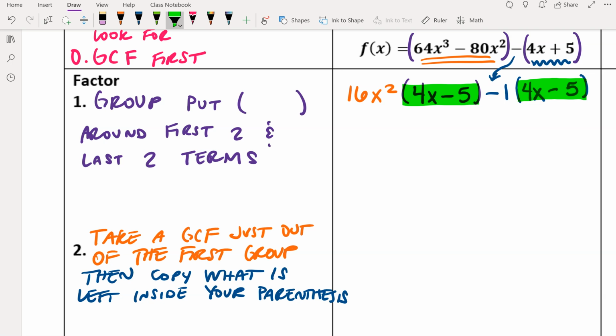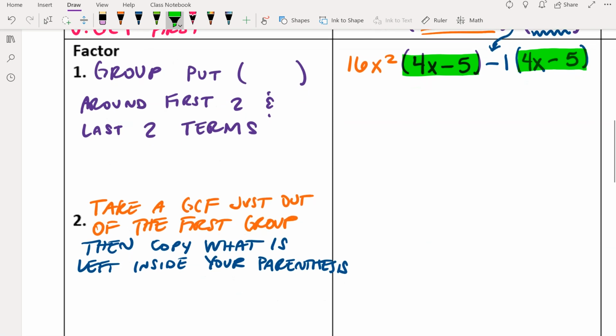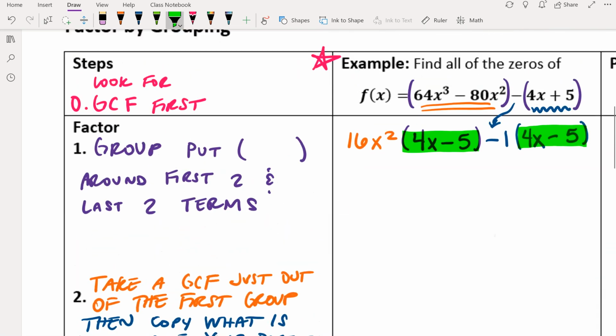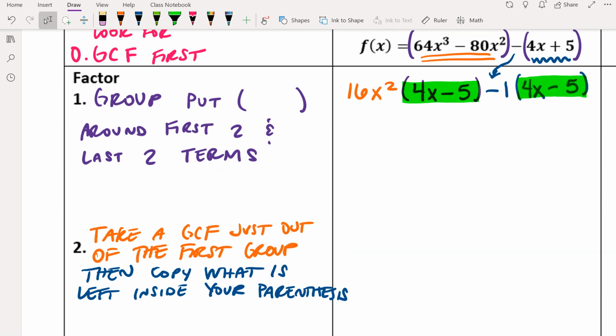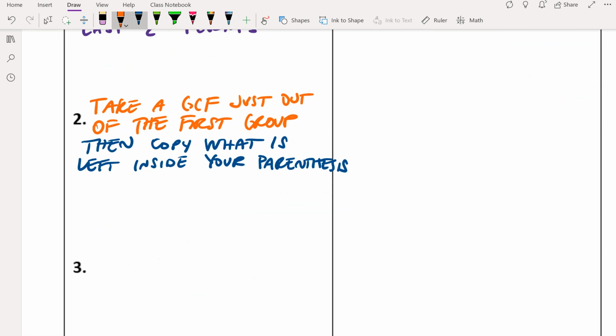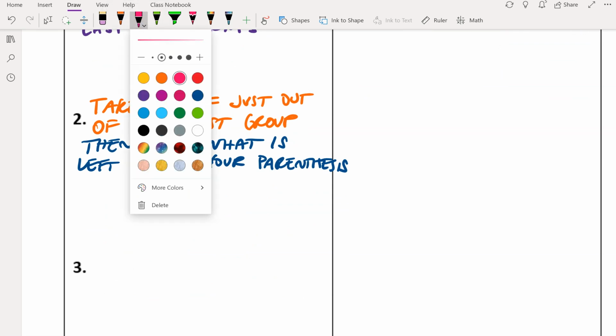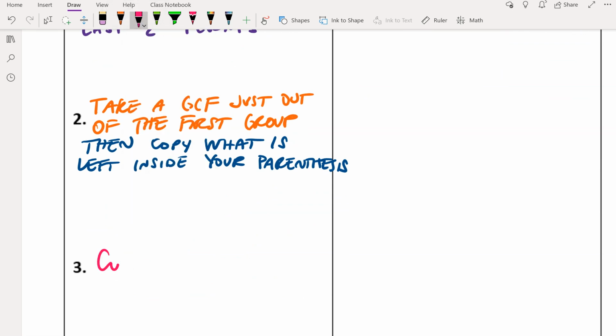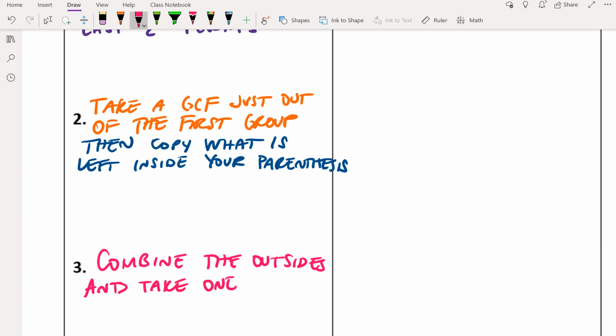Okay, let's move on. So now we're on step 3. And I'm going to write it and then scroll back up. So step 3 is combine. I'll do that in pink. Step 3 is combine the outsides and take only one of the parentheses.